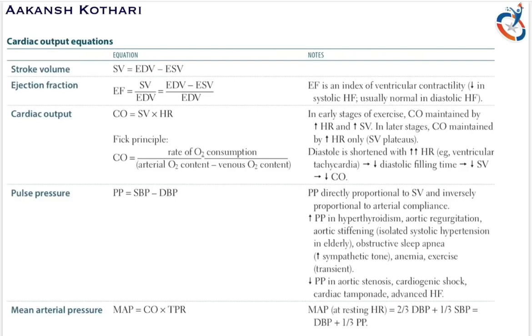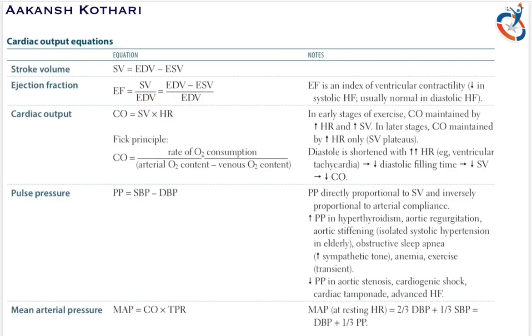Now, by Fick's principle, cardiac output can also be measured as the rate of oxygen consumption by the body divided by the arterial oxygen content minus the venous oxygen content. This is a theoretical equation which is used. Is it clear? Now, this is a very important part which is highly tested, so please pay attention. In the early stages of exercise, the cardiac output is maintained by increasing both the heart rate and the stroke volume.